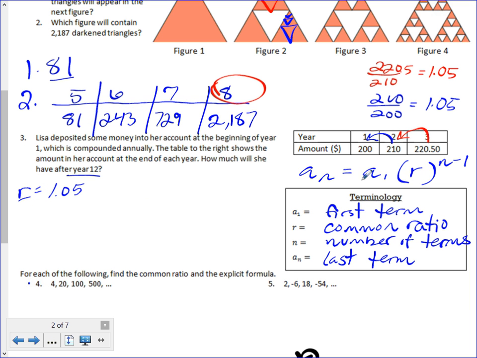For this formula, the only other thing we need is the first term. And what's the first term here? 200. Okay, so let's start off by writing the explicit formula, which means you leave n in the problem. A lot of you are struggling with this vocabulary too. So let's say the nth term equals... we're going to leave n in the problem first. That's called the explicit formula.